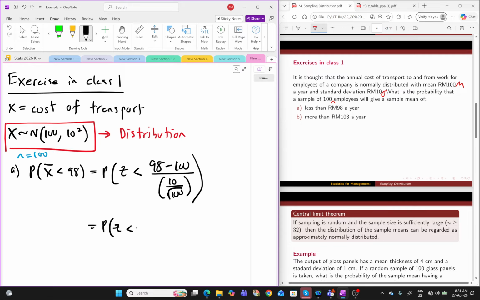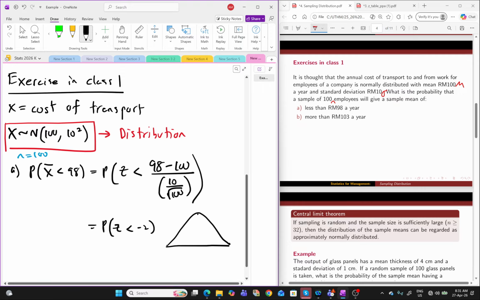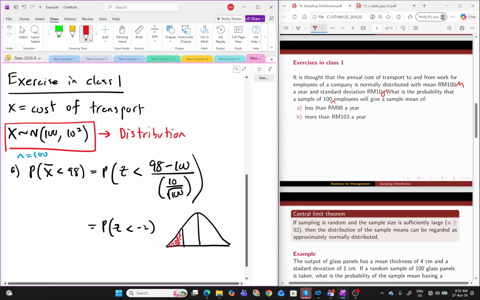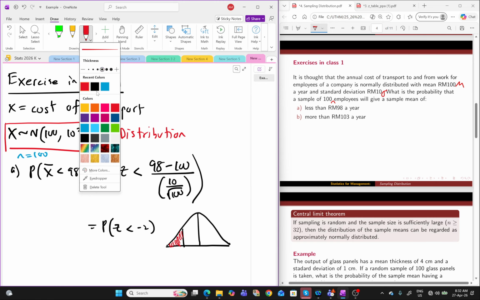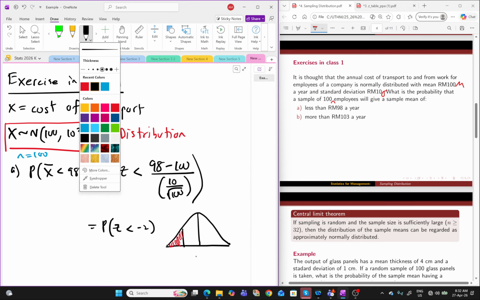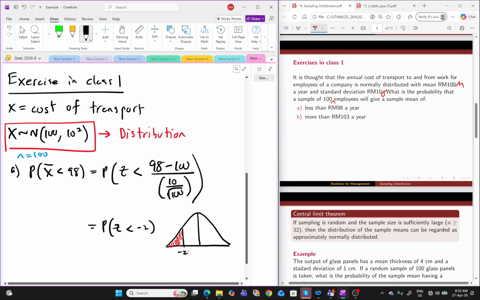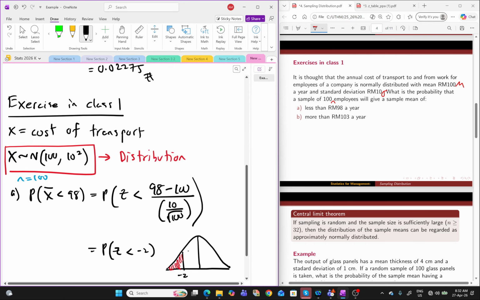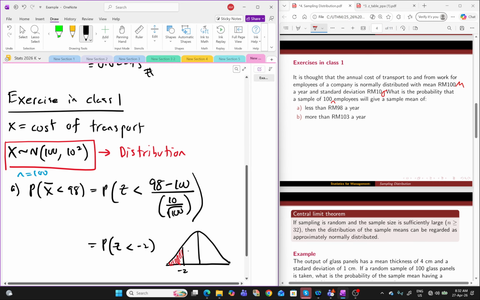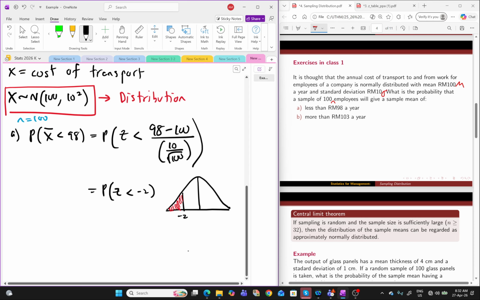Did you get negative 2 here? So negative 2 is this way. Okay, so this one copied, huh? Dah salin ni ke semua? Ni? Dah? Okay.